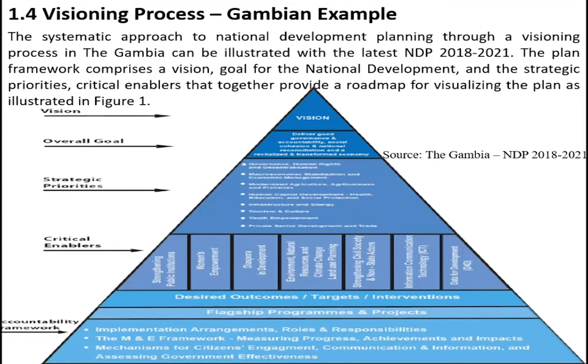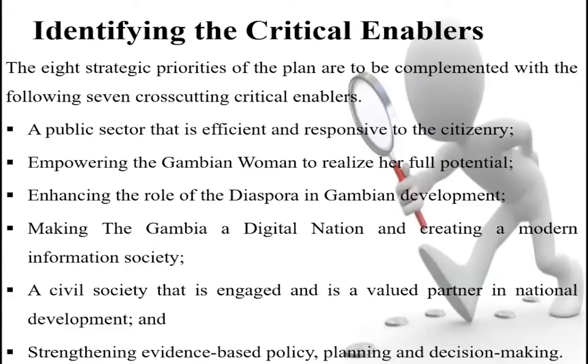So we have the vision, the overall goal, the strategic priorities, the enablers, and a framework of accountability. That illustrates the process, and this was done to form the basis for the NDP 2018 to 2021. Now, you need to identify the critical enablers, as you see in that last slide. The 8 strategic priorities of the plan are to be complemented with the following 7 cross-cutting critical enablers. There are 7 of them.